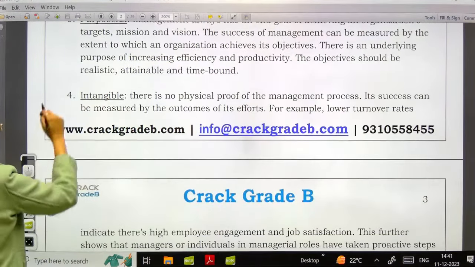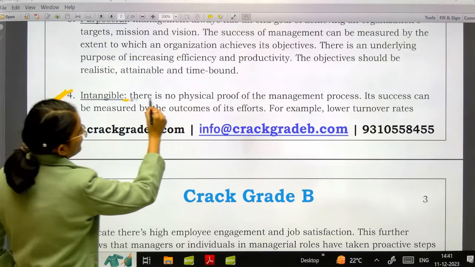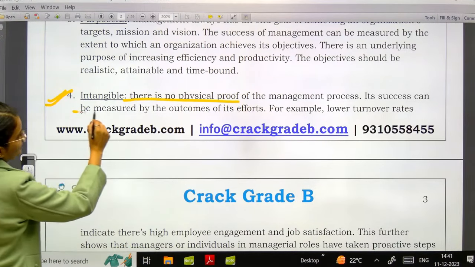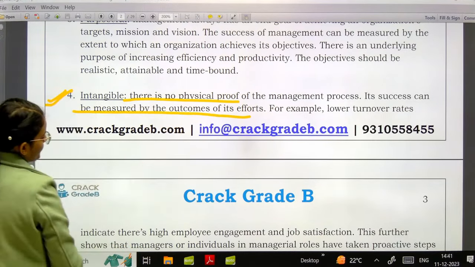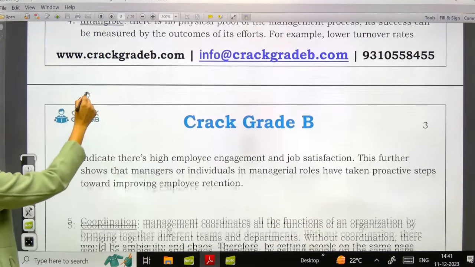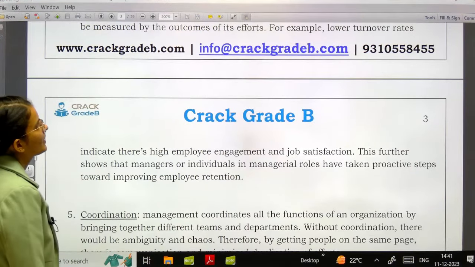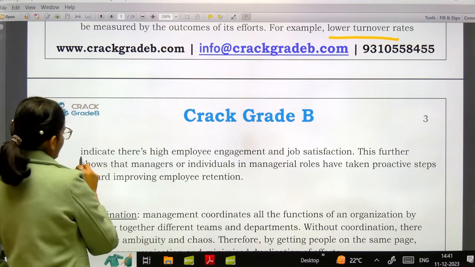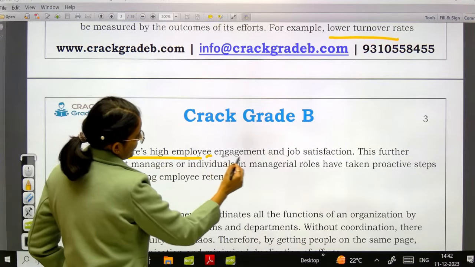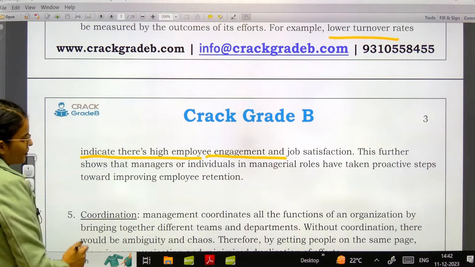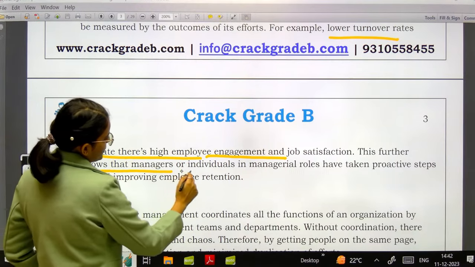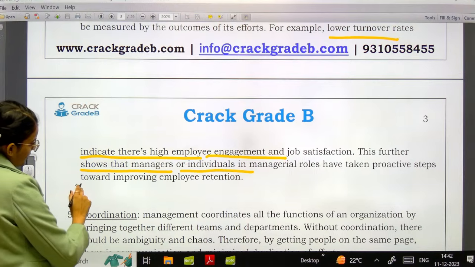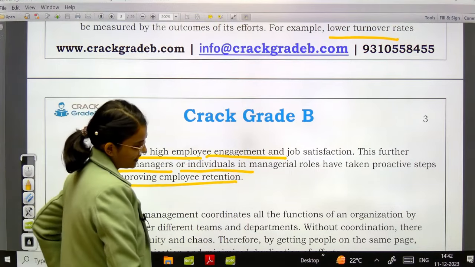Management is intangible. There is no physical proof of the management process. Its success can be measured by the outcomes of its efforts. Let's look at an example. Lower turnover rates indicate there is high employee engagement and job satisfaction. This further shows that managers or individuals in managerial roles have taken proactive steps towards improving employee retention.